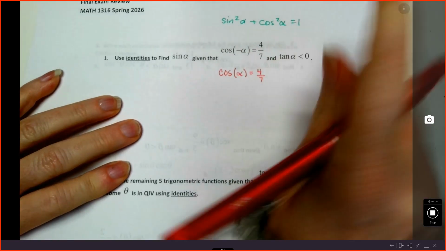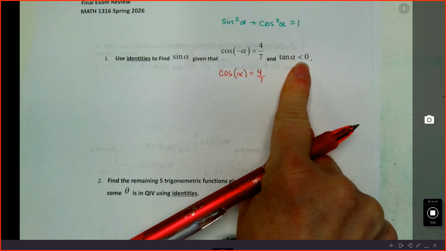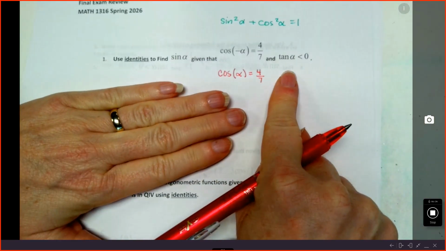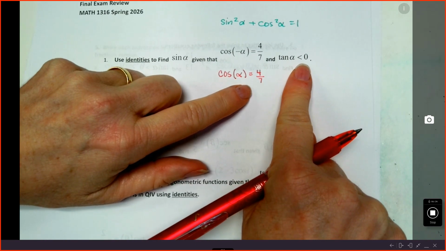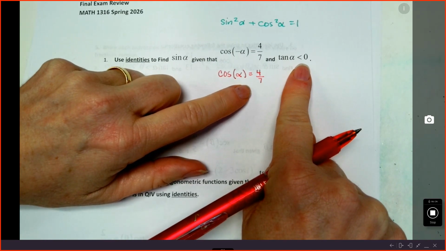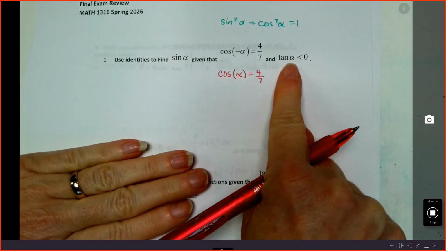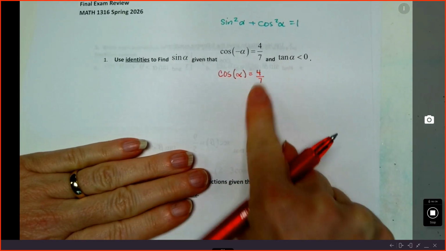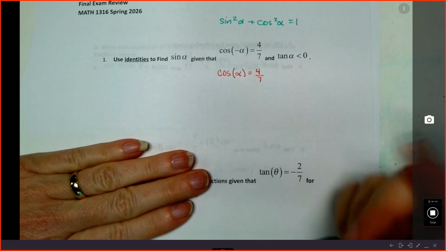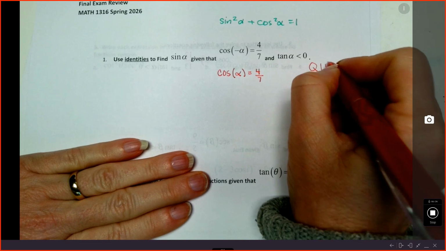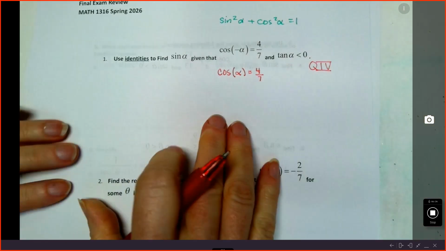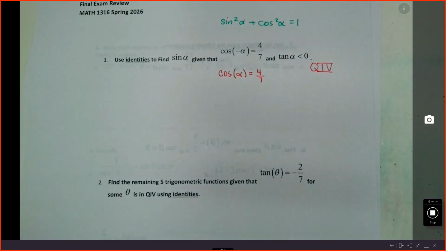And then tangent being less than 0, this is just telling me what quadrant I'm in. So if cosine is positive and tangent is negative, what quadrant am I in? Tangent's negative because it's less than 0, but cosine is positive. Quadrant 4. So when I'm done, I'm just going to make sure all my signs are correct, because I'm going to be in quadrant 4.